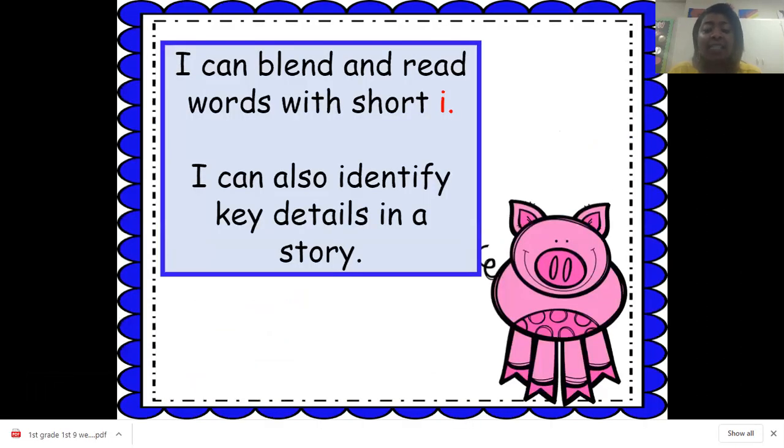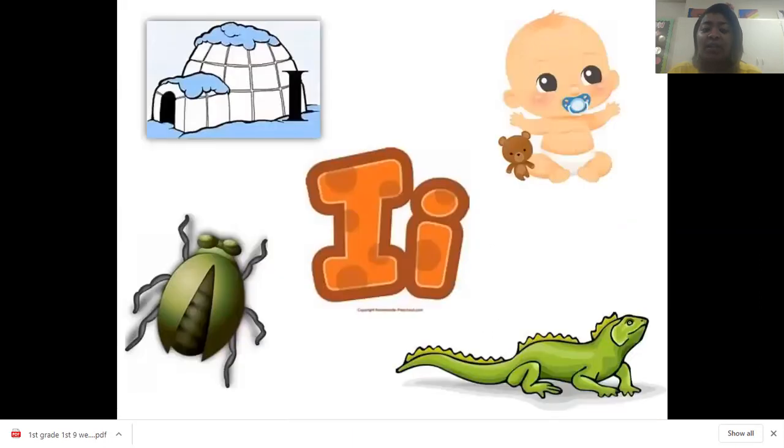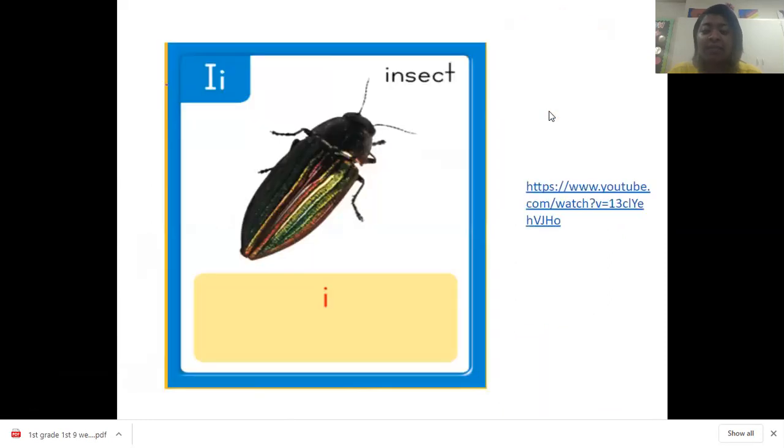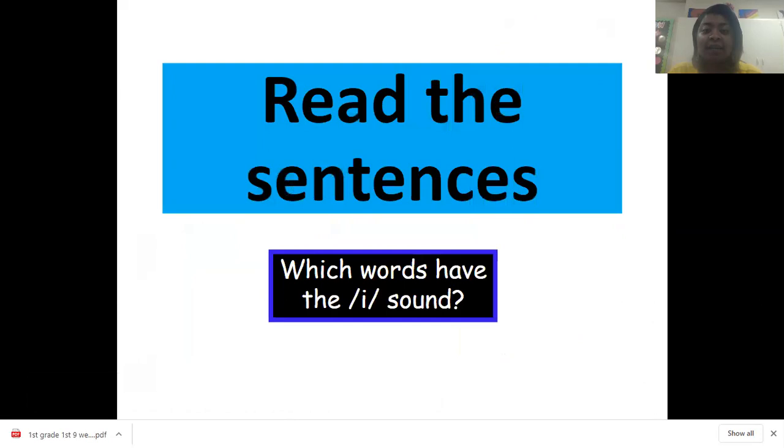All right, our I can statement. I can blend and read words with short i. I can also identify key details in a story. Igloo, insect, iguana, infant. This is the letter i. It says i, like insect. I'm going to read the sentences and identify which words have the i sound.